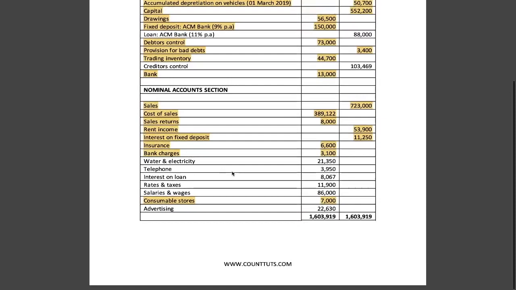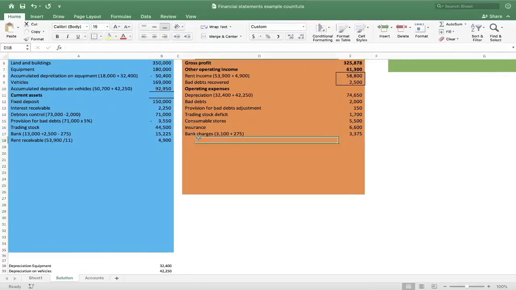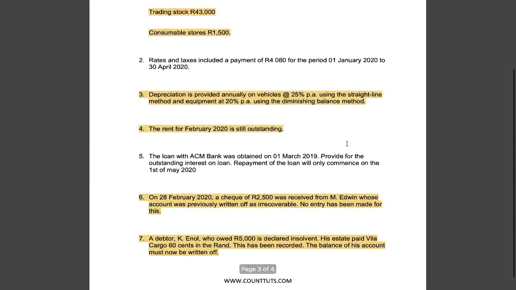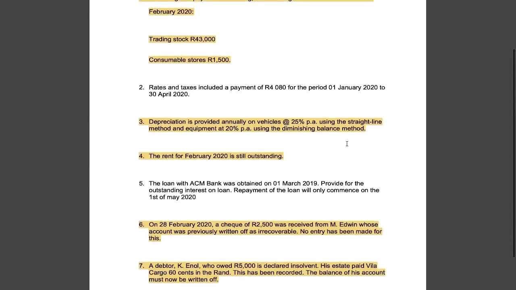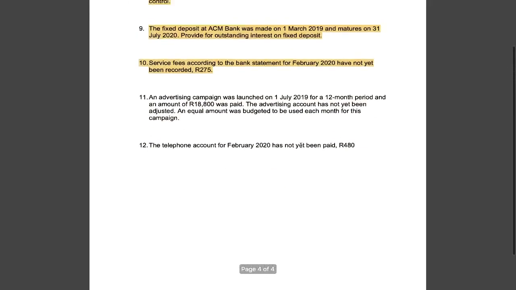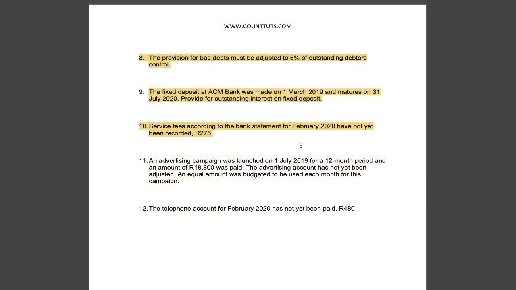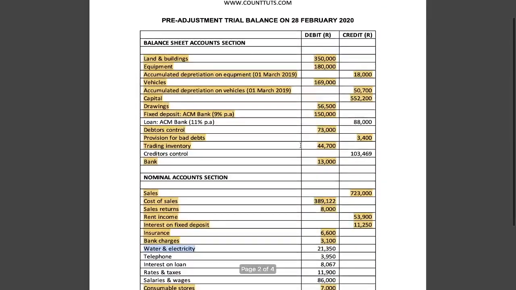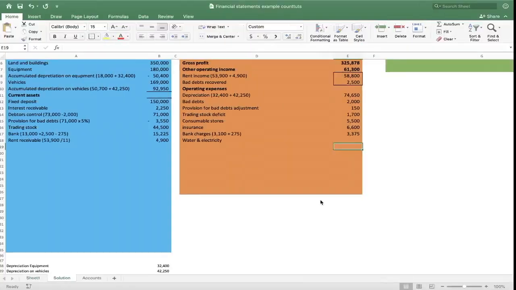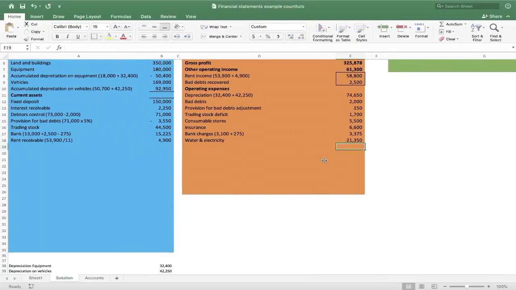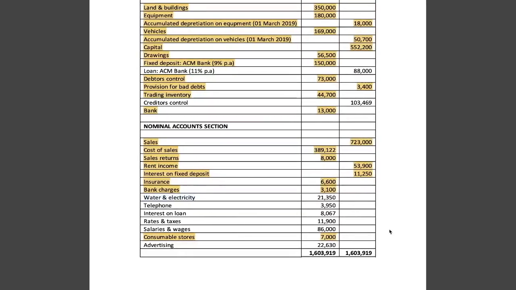Okay, and then we move to the next one, which is water and electricity, and the amount is 21,350. Okay, so I'm just going to put the water and electricity in my operating expenses. Okay, and then before I put the amount, we need to go back to our additional information and see if there's anything on water and electricity. And you can see we have nothing else on water and electricity, so we can just put that amount as it is, 21,350. Okay, and once we put it down, as usual, we highlight to show that we are done, and you always make sure obviously you do this to see what you have missed.